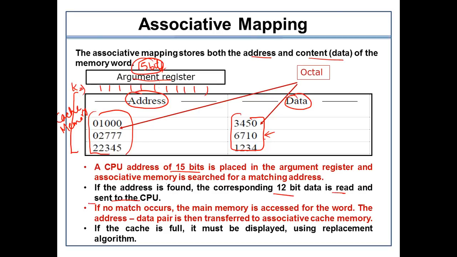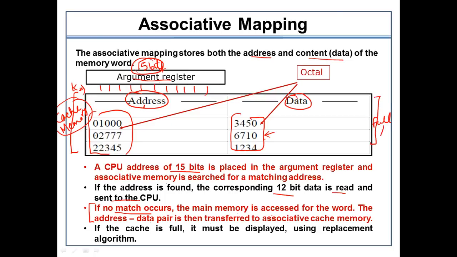Let's suppose for any reason there is no match present, it means the data is not available in this cache memory. The main memory is accessed for the word, the same 15-bit address is taken to the main memory, and the address-data pair is then transferred to the associative cache memory. Because it was a miss, it is necessary that the same data along with the address is forwarded into this associative cache memory array. So if in any case, let's suppose, because this is a very small memory, this cache memory becomes filled, it is full, let's suppose.